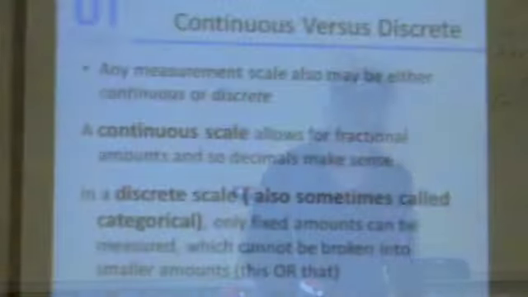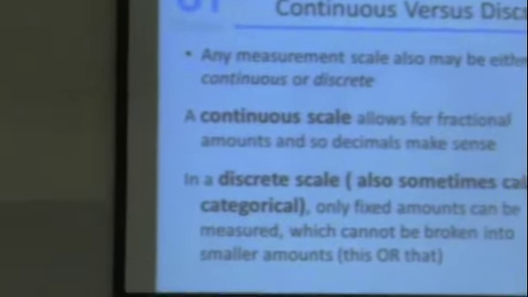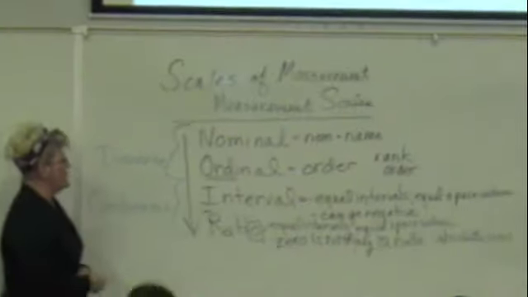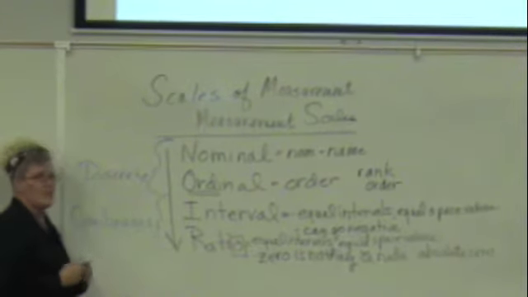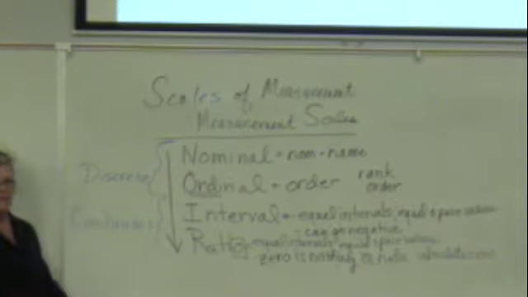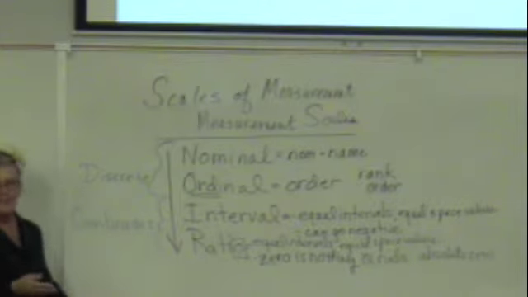A discrete scale, like our nominal and ordinal scales, means they're in whole units. So a discrete scale is how many children do you have? I have 3, I have 2. You see the idea? How many animals do you have? How many pets do you have? Well, I have 5. Or I have 1. So it's a whole number.